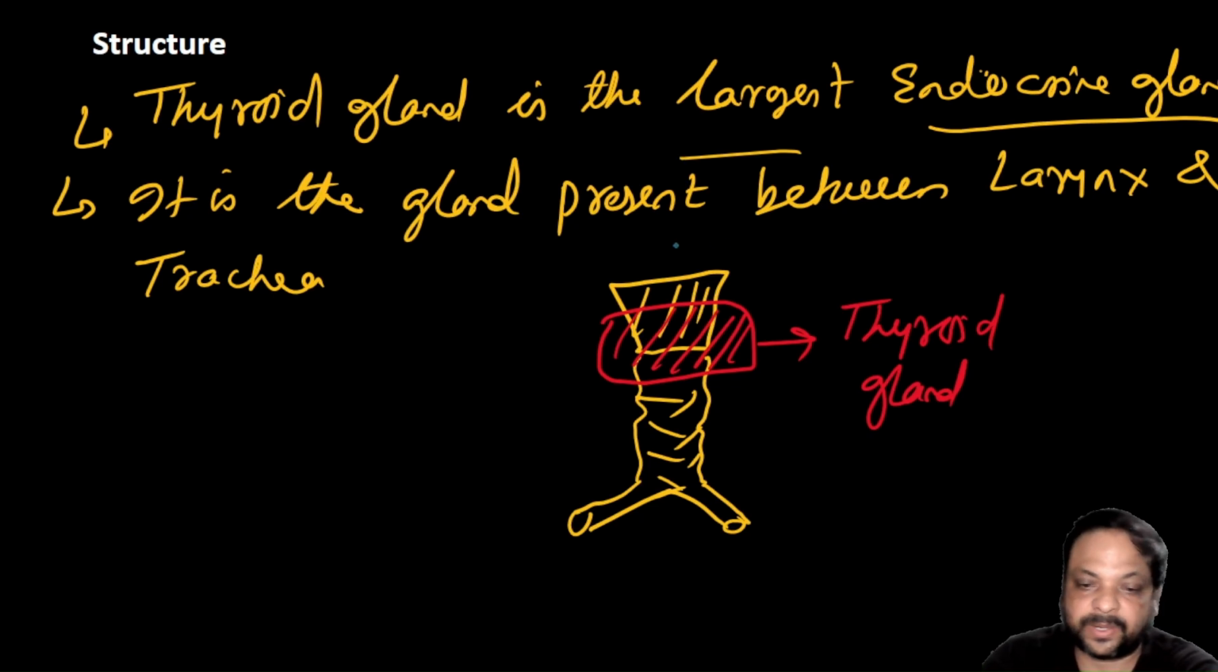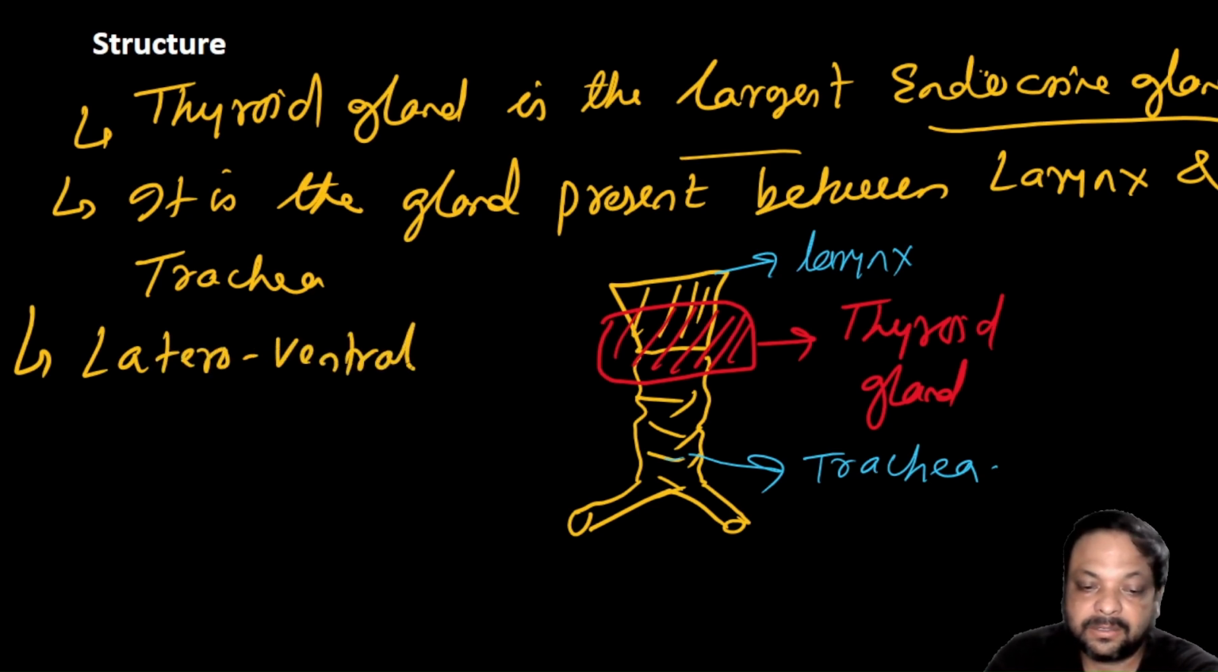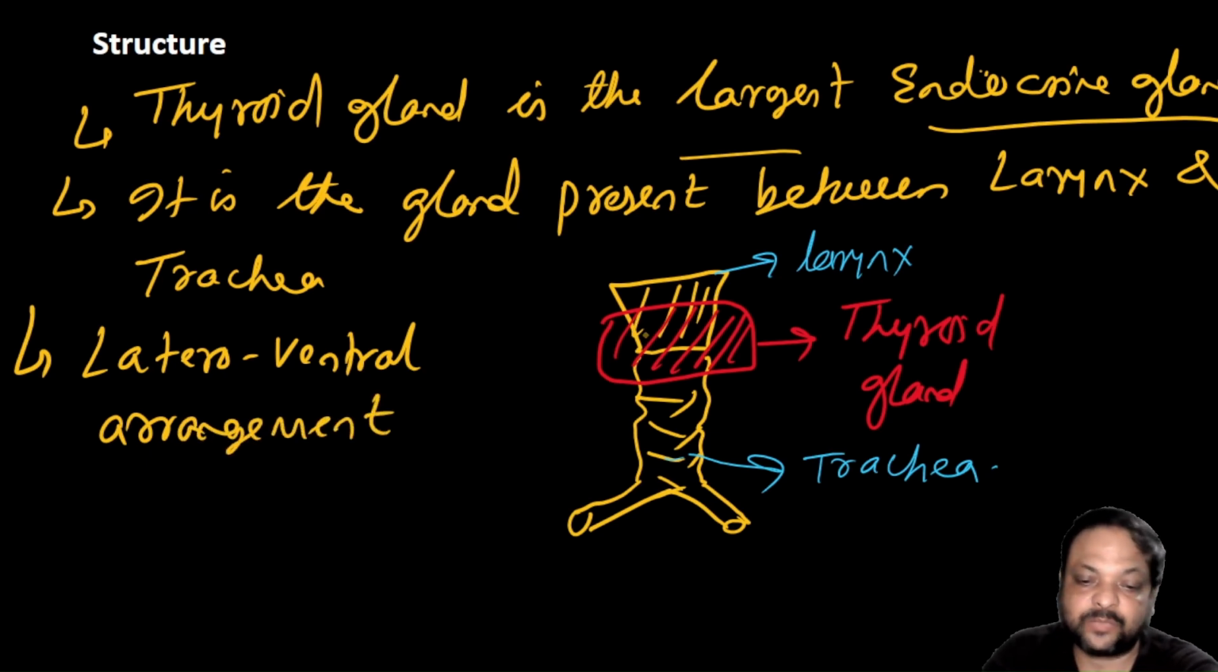And this thyroid gland is present, the upper part is called the larynx, and this one is called the trachea. So it is present between larynx and trachea. Got it? And how is it present? It is attached in a lateroventral arrangement. So it is arranged lateroventrally. Laterally it is present, as well as ventrally, of this larynx and trachea.